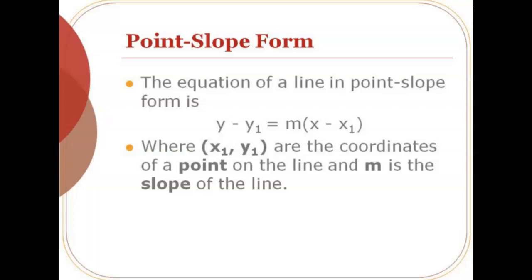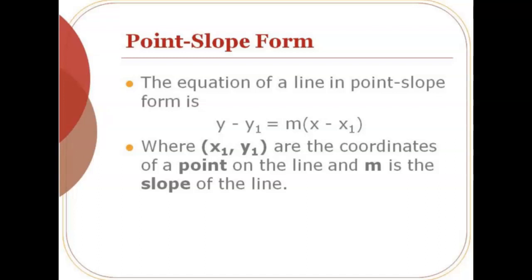All right, so point slope form is the equation of a line where you have y minus y1 equals m times x minus x1, where y1 and x1 are coming from a point on your graph, and m is still your slope. So now you have point slope form, so you add another equation to that list.